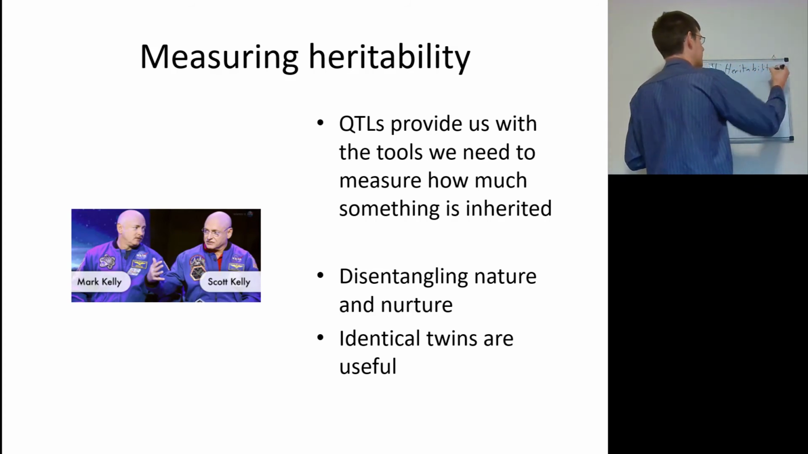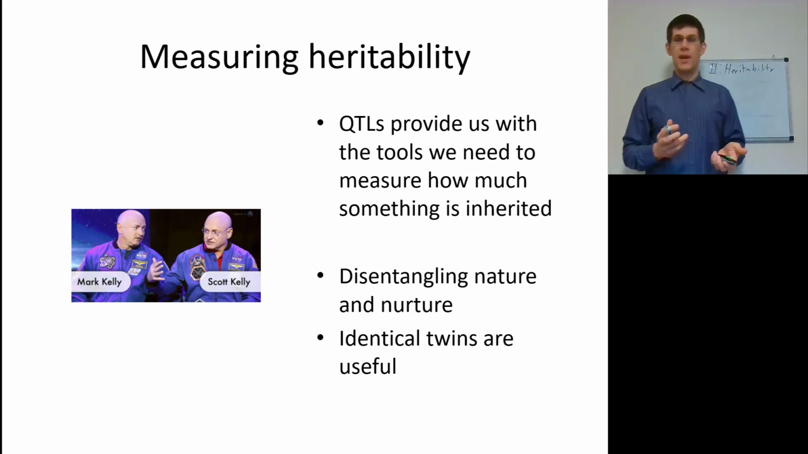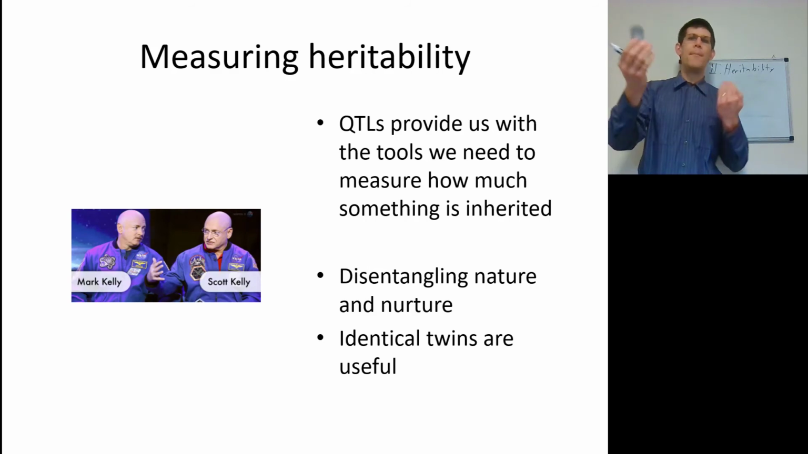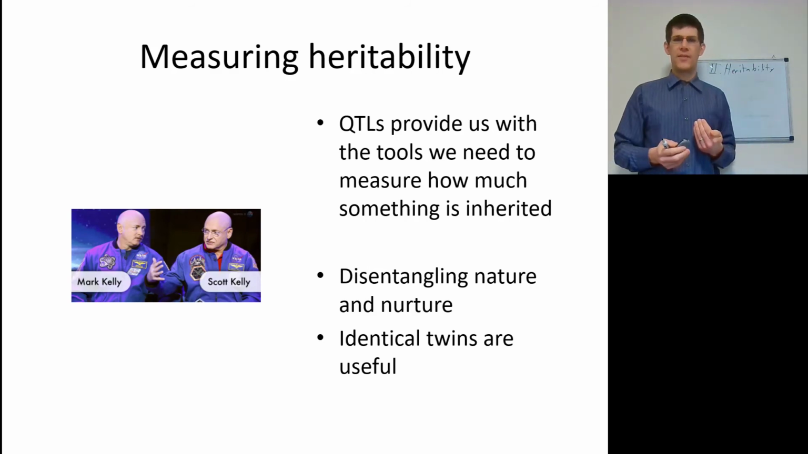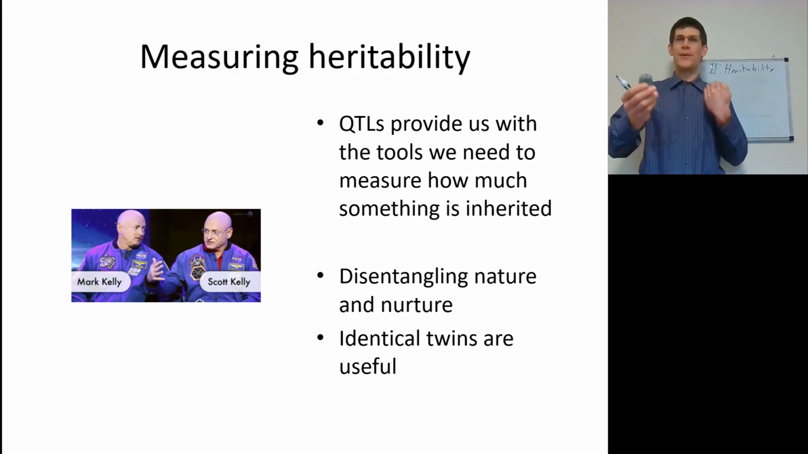Heritability is necessary, and heritability can, of course, be measured. So QTLs provide the tools we need to measure how much, what quantity, of something is inherited. But we need to disentangle nature and nurture. This is where identical twin studies are just perfect, because they have the same genes. We can see what we can do to change them.